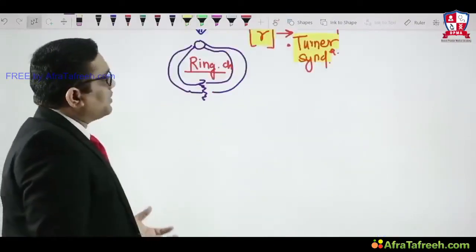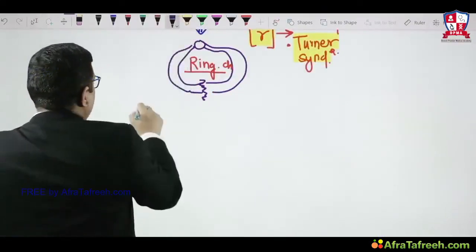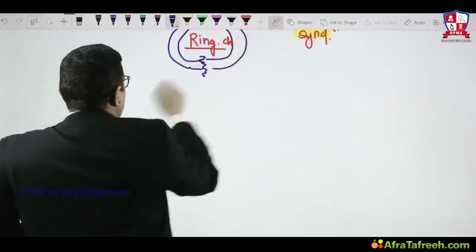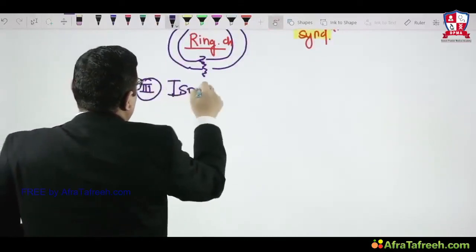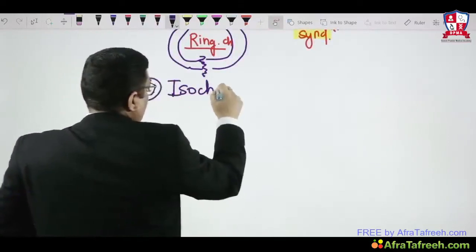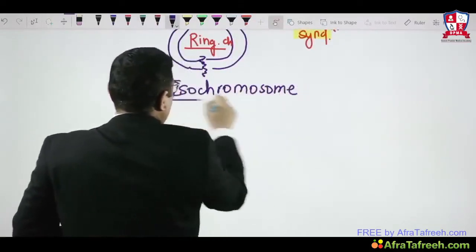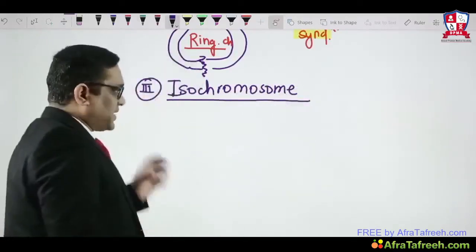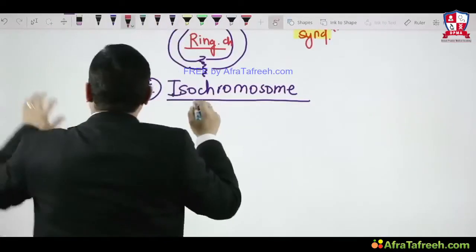Now coming to another chromosomal structural disorder, the third one, which is called isochromosome formation. Another important topic for All India and AIIMS exam. Isochromosome formation, right? So what is isochromosome? How is it formed? That is important to understand.